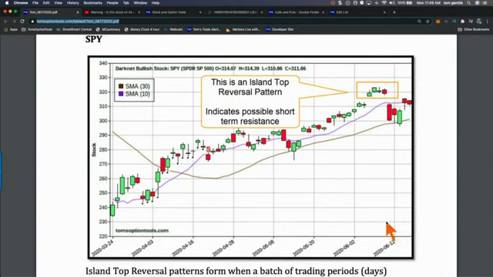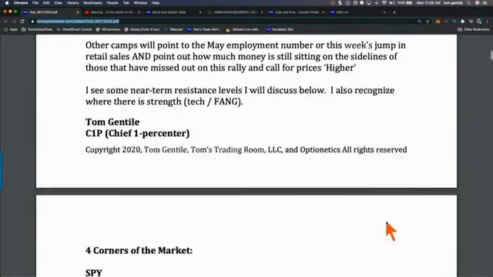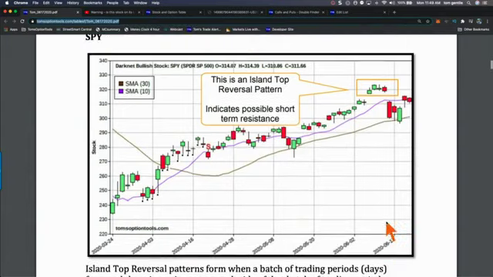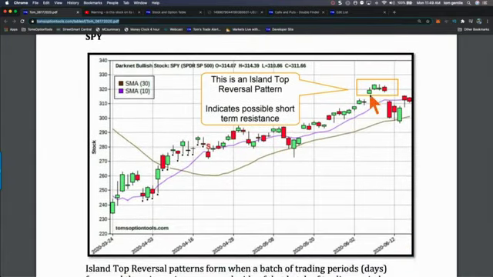What I have here actually starts off with the words Card Sharks on it. Read that information and you can see what I'm talking about. But I'm going to go to the four corners of the market, starting on page 2. We talked about the fact that we have an island reversal top pattern in the market. This was a week ago, where we had a gap up, four days where we just kind of hung out, and then a gap down afterwards. We've been trading below that reversal top, which is around 320 on the SPY.